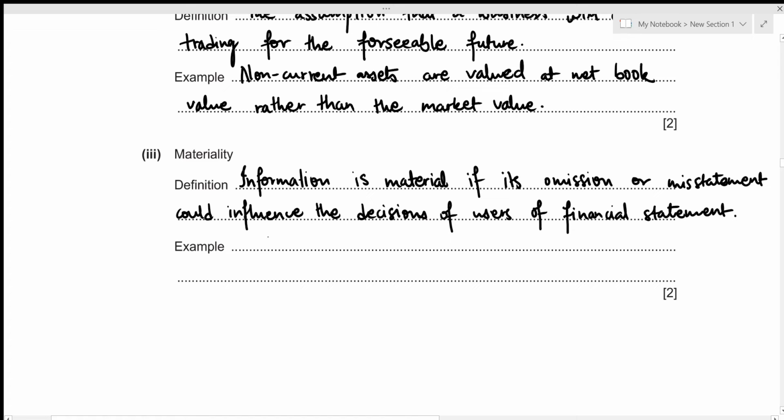Let's write it down. Classifying low value non-current assets as revenue expenditure.